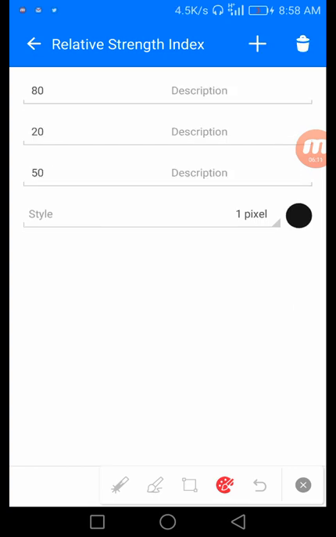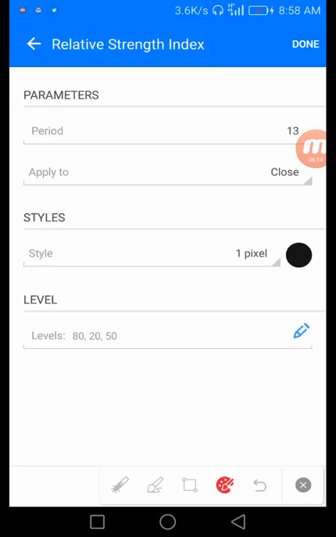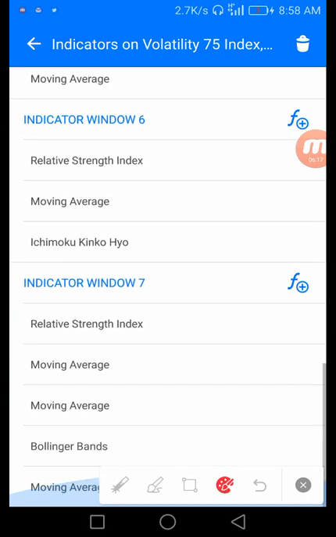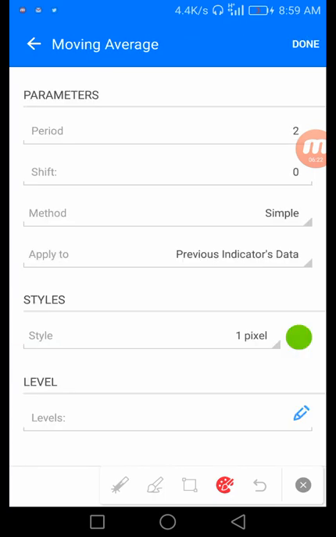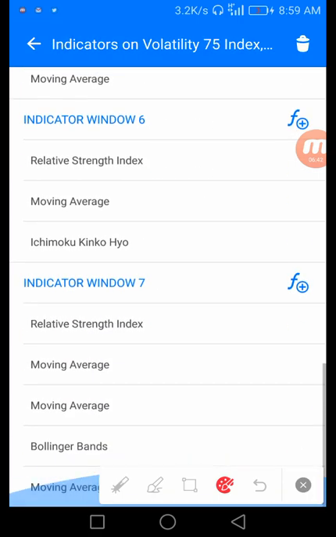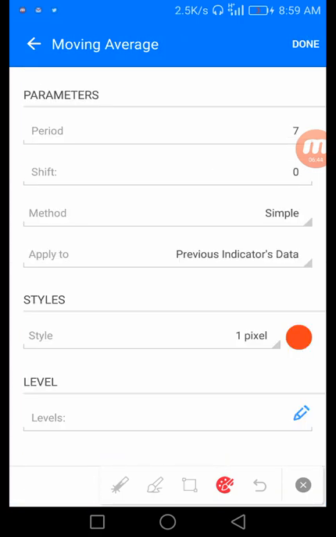Then you add these three levels, 80, 20, 50, and that's all. Then you come back, click on the RSI indicator window and add a moving average to it. Moving average period 2, method is simple. Apply to previous indicator's data and make the style a different color to the RSI so that you can see both clearly. You add another moving average, period 7, method is simple. Apply it to previous indicator's data, give it a visible color also.